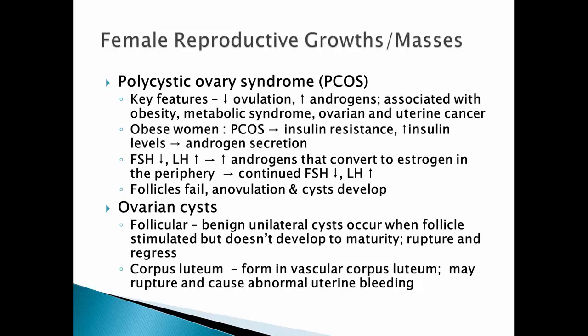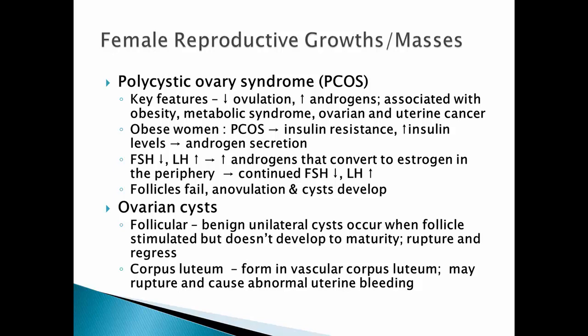But when we think about polycystic ovarian syndrome or PCOS, the key features of this pathology are a decrease in ovulation and an increase in androgens. Now, this hyperandrogenic state may or may not be genetically related. We're not completely sure about that. However, we do have very strong associations of polycystic ovarian syndrome with obesity, metabolic syndrome, as well as ovarian and uterine cancer. So let's take a closer look at that as it relates to obese women.